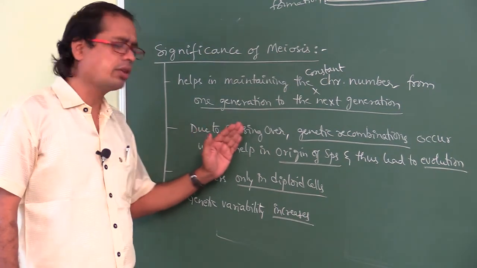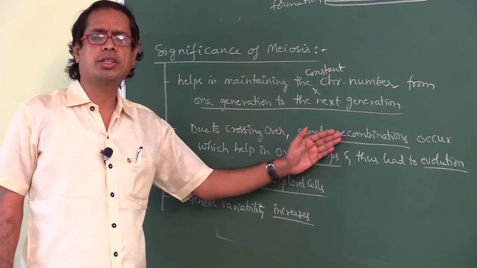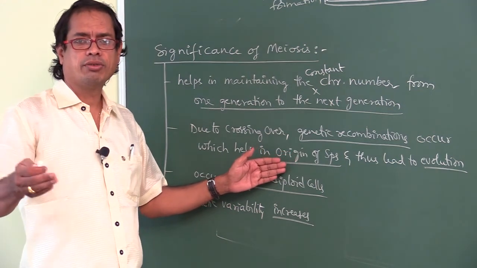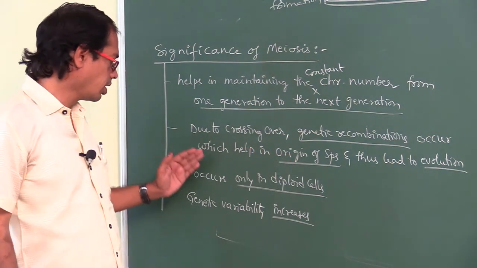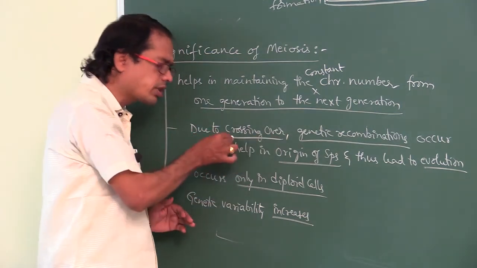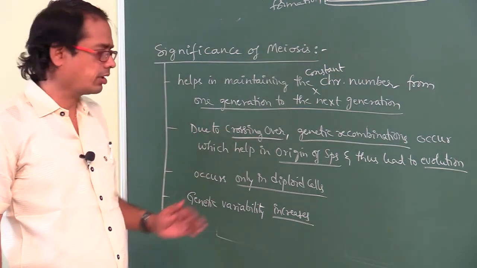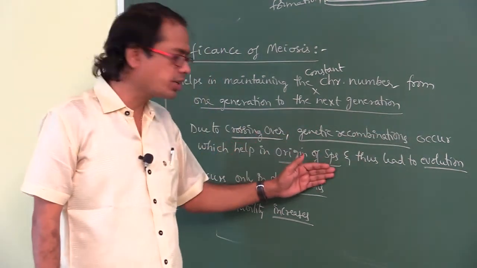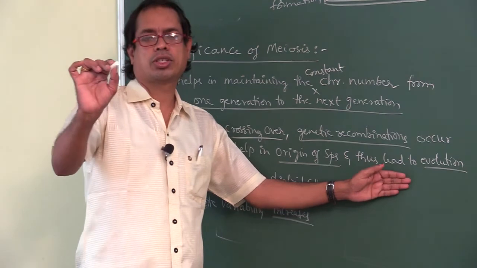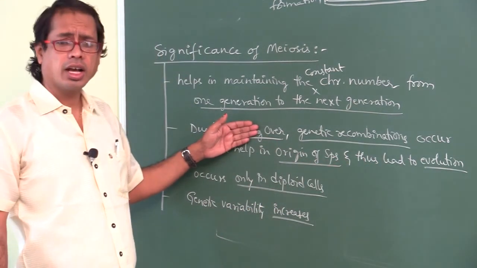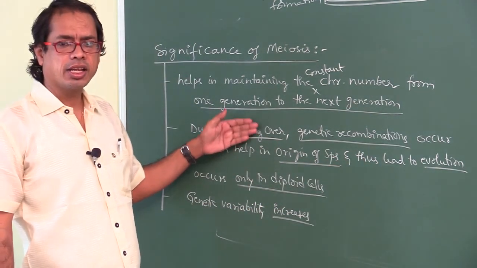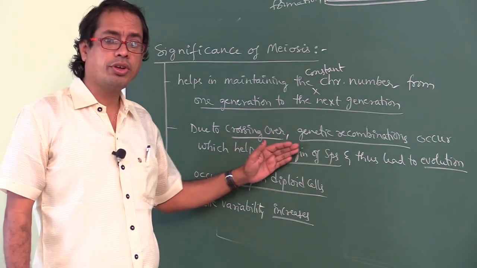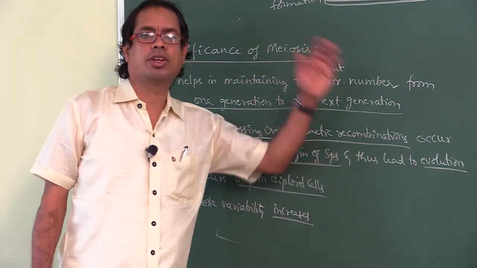Next, due to crossing over, genetic recombinations occur, which results in origin of new species and results in evolution. Where does crossing over occur? In pachytene. Genetic recombinations help in origin of species, thus lead to evolution. Crossing over occurs in pachytene, results in genetic recombinations, results in origin of new species, results in evolution.